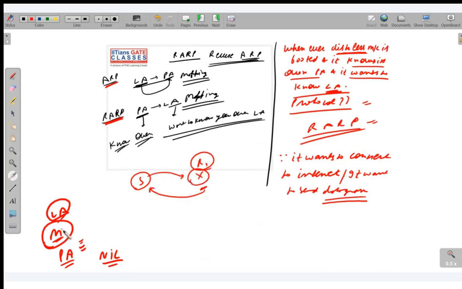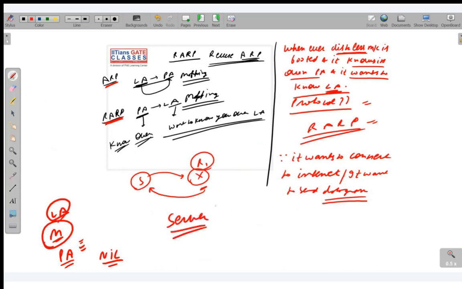But here the problem is a little bit complex. Why is it complex? Because now this machine knows its physical address, but it wants to know its own logical address. So who will keep this logical address? Who will keep this machine's logical address? Obviously that will be the server. So it is not a normal machine, it should be a server.